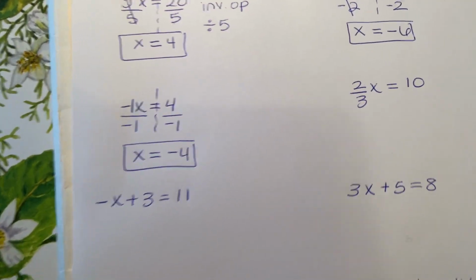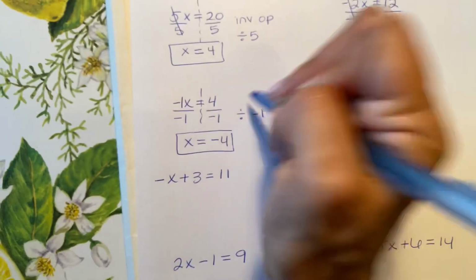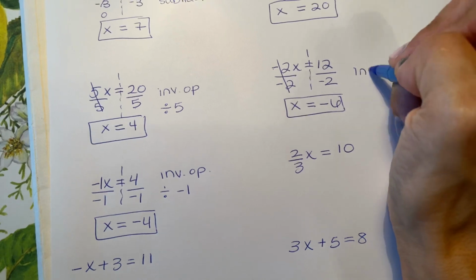And you're typically really good at this. Oh, wait. Divide by negative 1. We're going to inverse operate here. I didn't realize I didn't put that. I got ahead of myself.